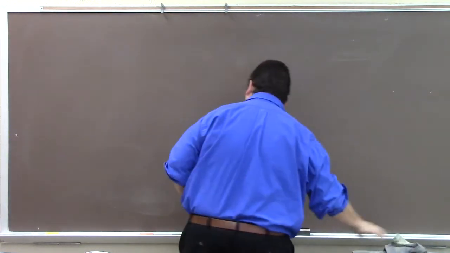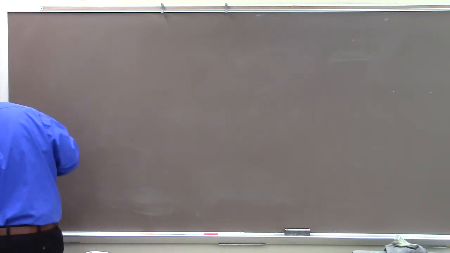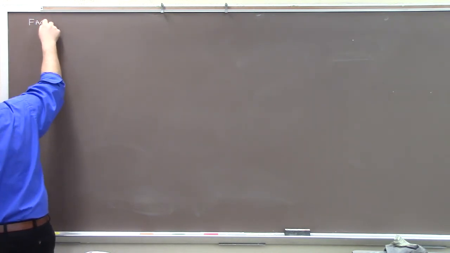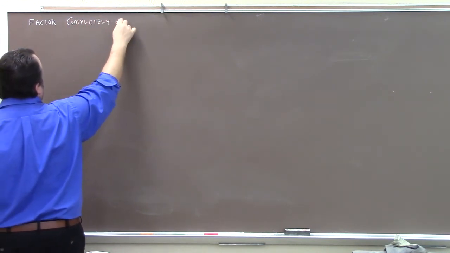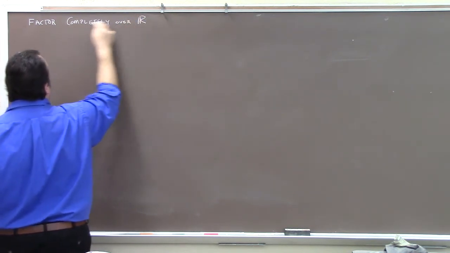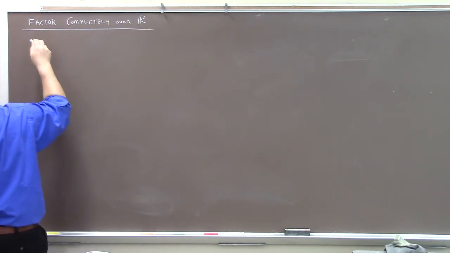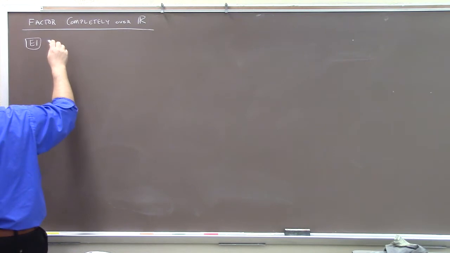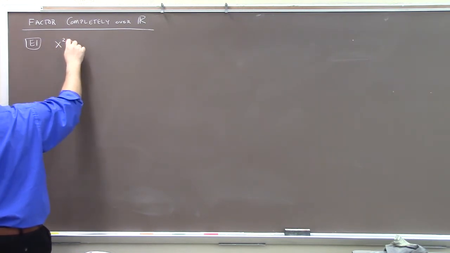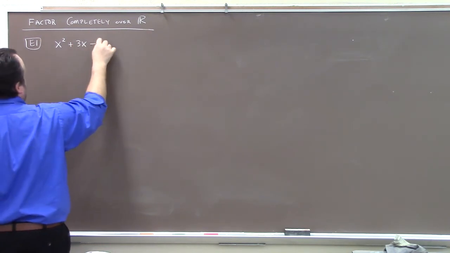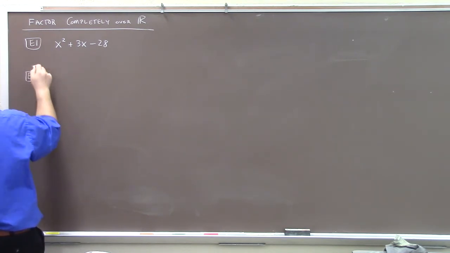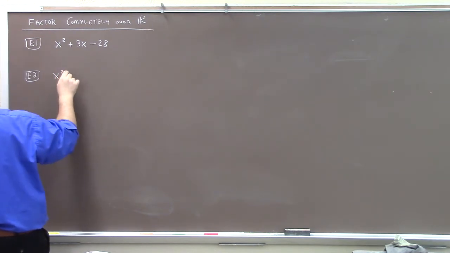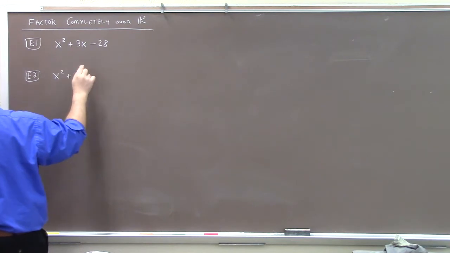That's always coming up. Okay, so let's look at some factoring problems that are a little more down the middle. Let's say factor completely over the real numbers. Example 1. Let's try to factor x squared plus 3x minus 28. Example 2. We're going to work on factoring x squared plus 20x plus 100.